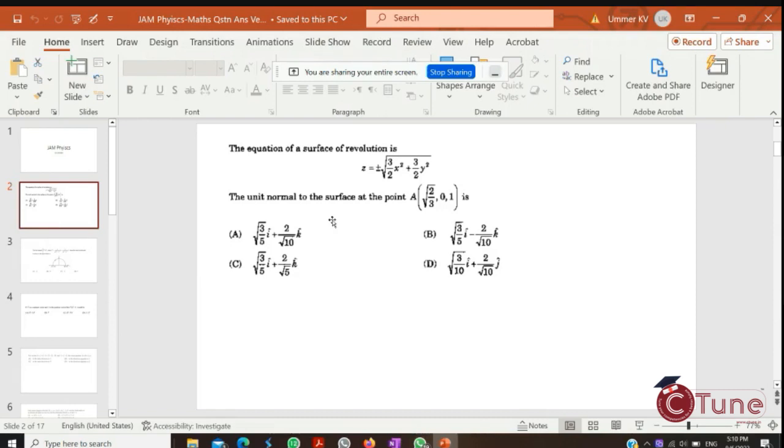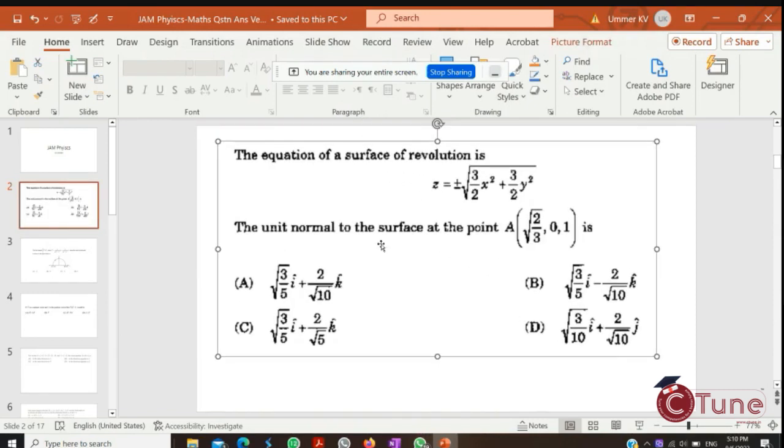So the first question in 2010. This is the question. Are you able to read this question? The equation of a surface of revolution is z equal to plus or minus square root of 3 by 2 x square plus 3 by 2 y square. The unit normal to the surface at the point A, that is square root of 2 by 3 comma 0 comma 1, those are x y z points. So we want to find out what is a normal vector, unit vector at this point. Okay, so this is the question.